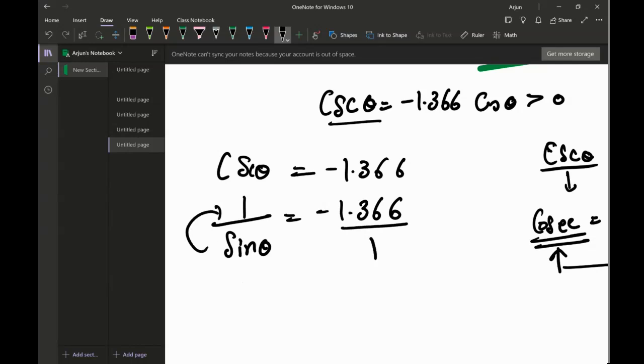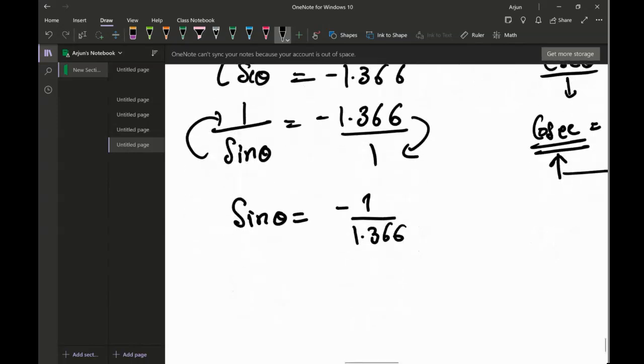I'll place 1 down here, bring this on top, and make this the bottom. So sine theta will be equal to negative 1.366, well, this will be 1 upon negative 1.366. It takes a long time to raise anything. So negative 1 upon 1.366. Now I'll try to find the theta value. Theta will be sine inverse of negative 1 upon 1.366.